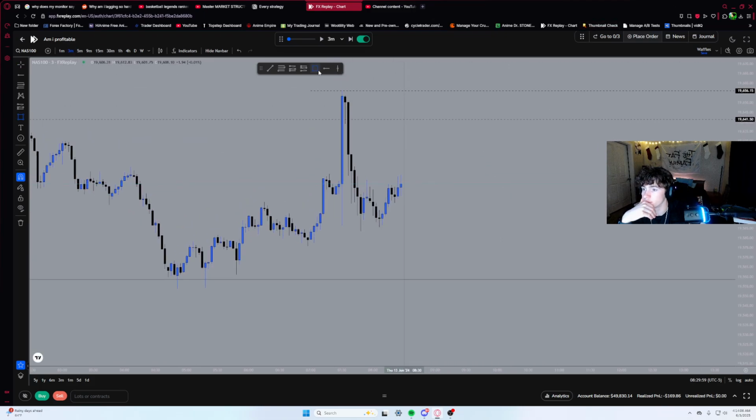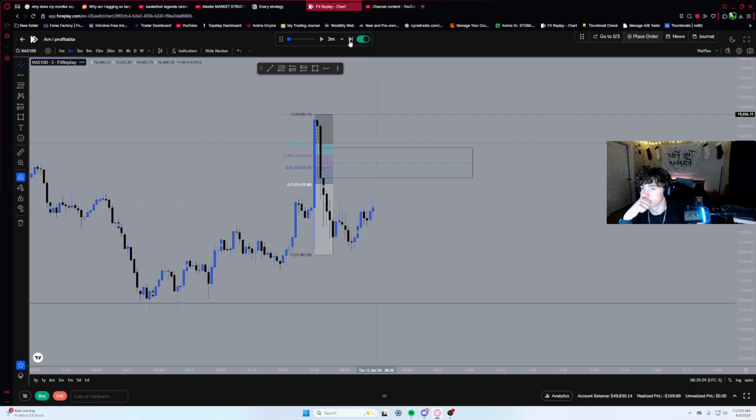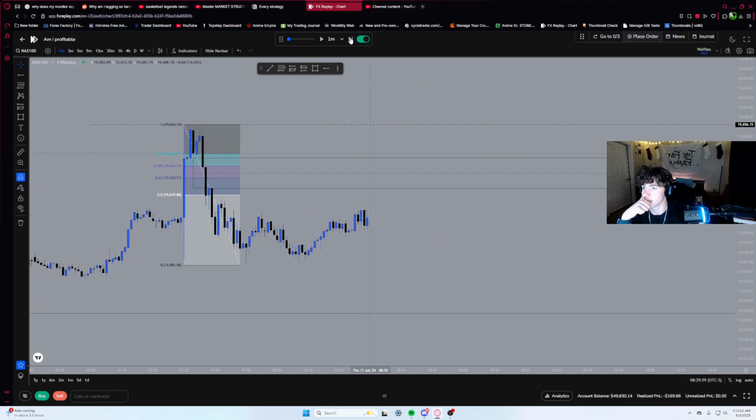Cool. We also have an inverse fair value gap here. Let's mark out the BPR. Let's get OTE. I'm confident that this will short down to here. This is a huge draw on liquidity. Cool. We're going to short this 0.62. Let's go to the 1 minute. I think it'll hit it pretty quickly.